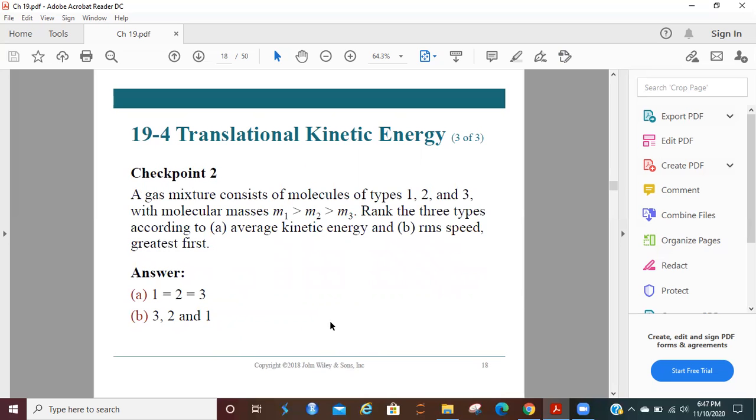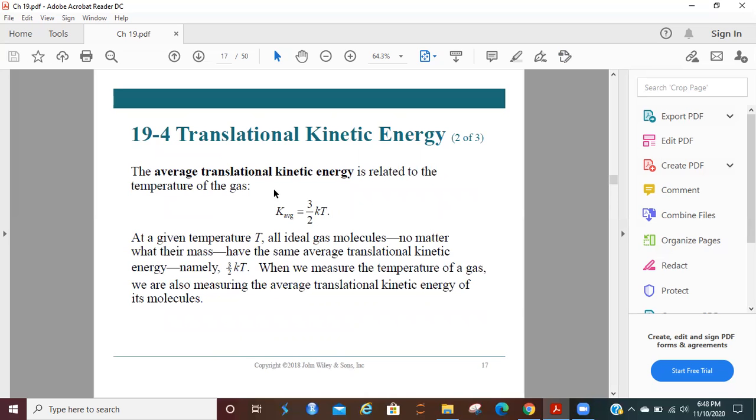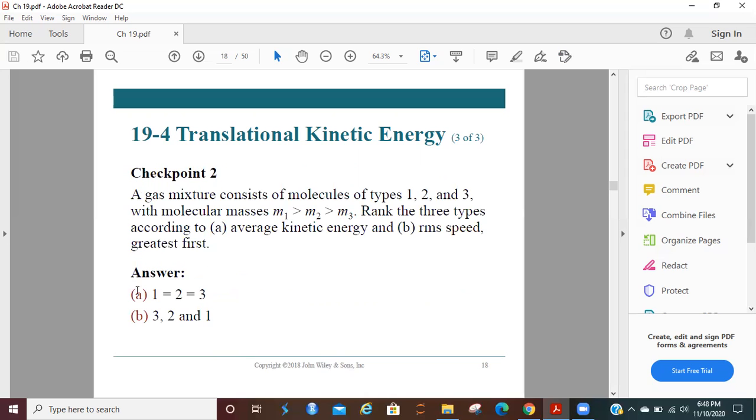So let's say that you've got a gas mixture that consists of molecules of types 1, 2, and 3, where 1 is the most massive, this is the one in between, and molecule 3 has the least amount of mass. Rank the 3 types according to the average kinetic energy and the RMS speed. If we're to look at the average kinetic energy, we'll notice there's absolutely no dependence on the mass. Because of that, all of these are going to have the same average kinetic energy.